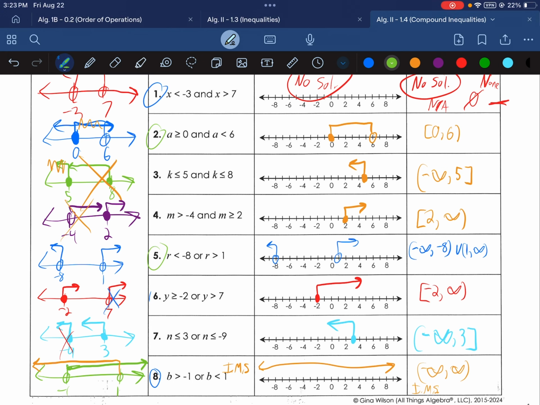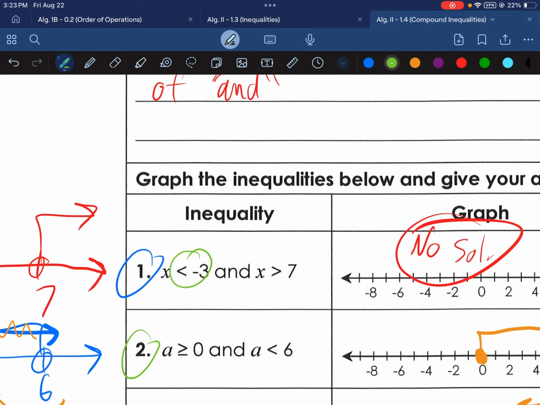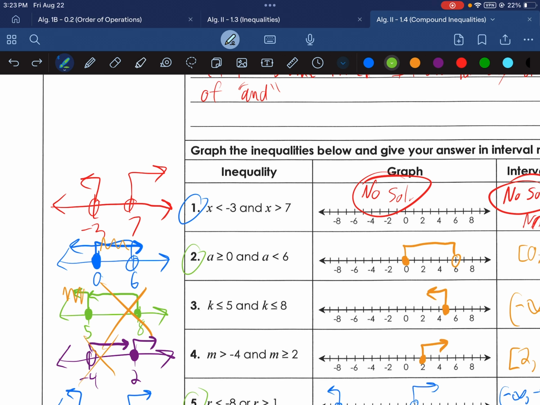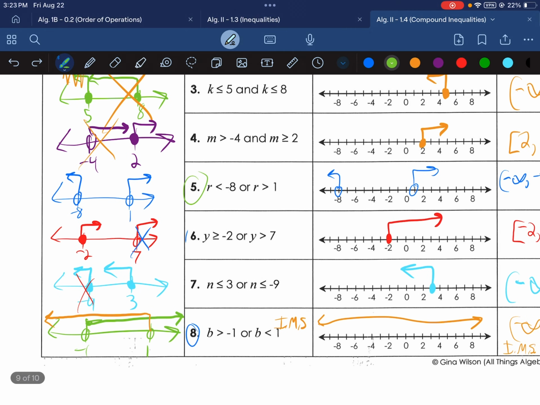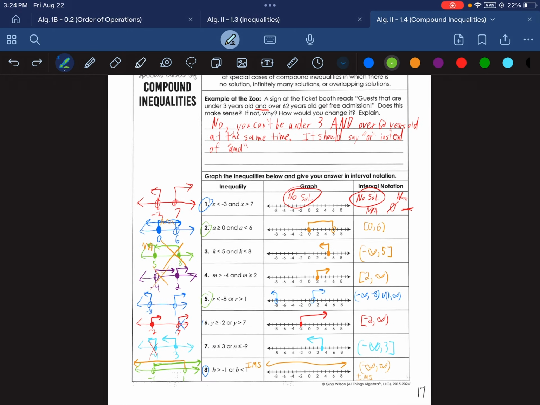A hint for that as well that you may or may not notice is that for the ANDs, if it's less than the smaller number and greater than the bigger number, you're not going to have overlap, because we can't be less than a smaller number and greater than a bigger number. Whereas ANDs typically are greater than the smaller, less than the bigger. And vice versa shows that ORs are typically less than a smaller, greater than a bigger, because they go out away from each other. And if you have greater than a smaller and less than a bigger, that's when we get the all real numbers.